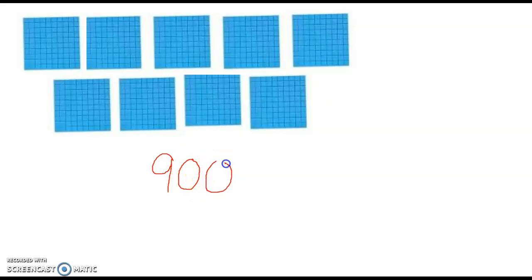Another way I could do that is I can count how many hundreds I have. 1, 2, 3, 4, 5, 6, 7, 8, 9. And since they're hundreds and 100 has 2 zeros, we're going to give it 2 zeros.